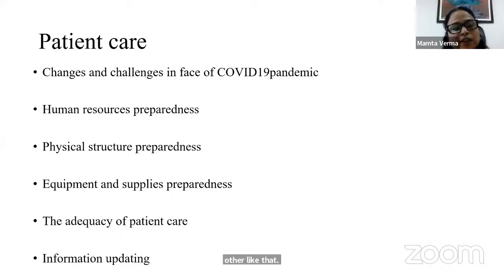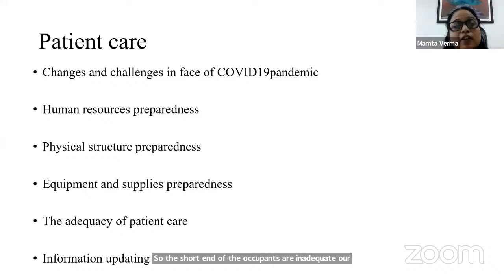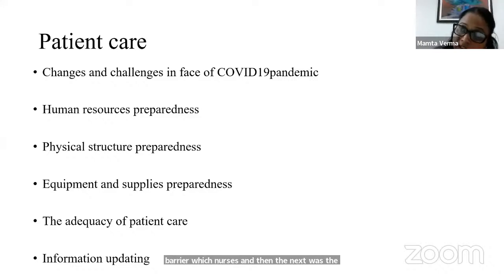We were arranging equipment. So the shortage of equipment, the inadequacy of supply, or the juggling of supply, was another barrier which nurses faced. Then the next was the adequacy of patient care. Yes, it was very important.